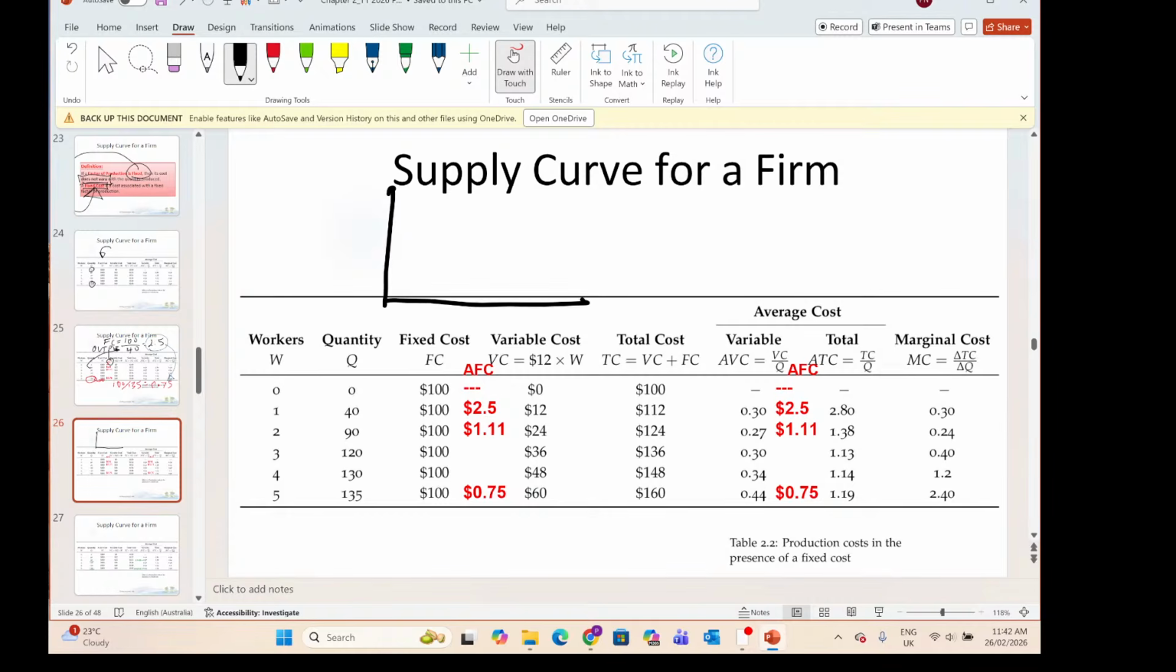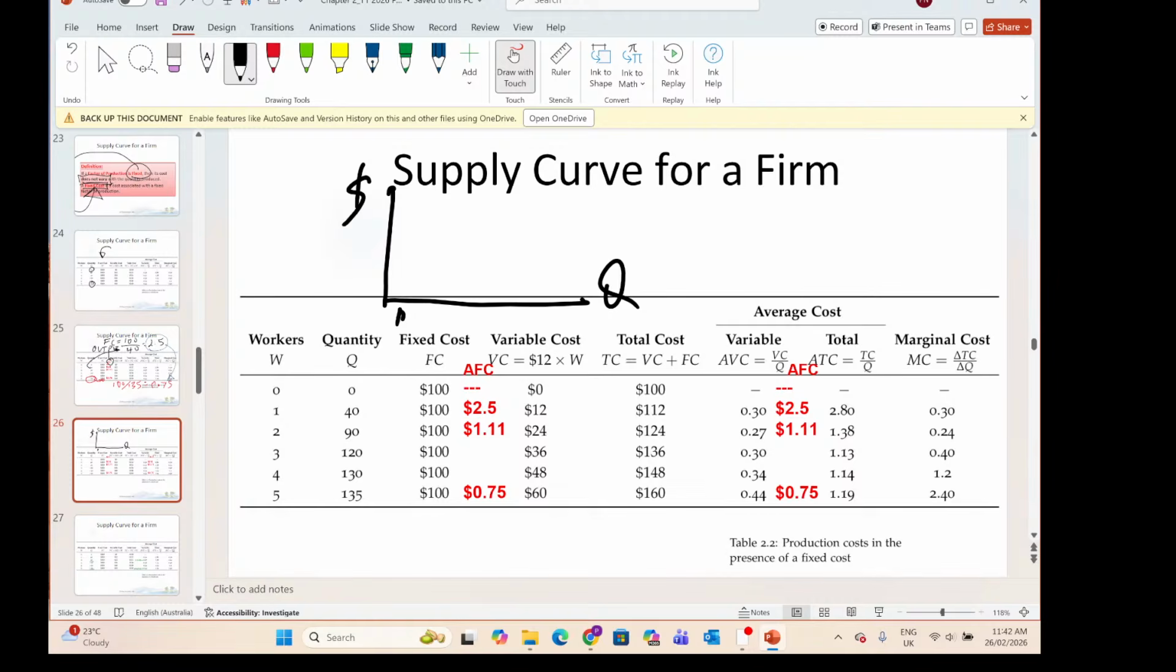I think I may have done this the other day, but I'll do it again here just for the purposes of revision. So on our vertical axis, we've got the cost, and on the horizontal axis, we've got the quantity. And I want you to imagine, for example, or to start with, we've just produced one good.